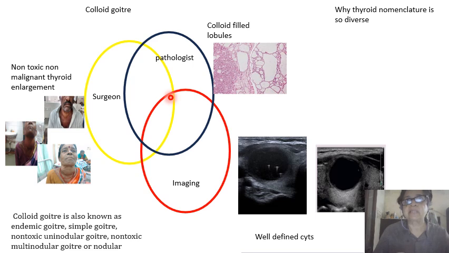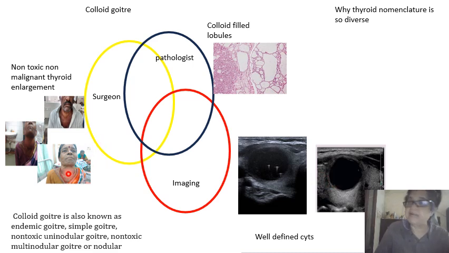Now that's why I say thyroid is not as difficult as it looks, provided you're able to peel and get to the deeper layers. So just one simple example, colloid goiter. For a surgeon, it is a non-toxic, non-malignant thyroid enlargement clinically. So you have different thyroid enlargements. All these can be called colloid goiter. But for a pathologist, the HPE should have colloid-filled spaces or follicles. And for a radiologist, they should be well-defined cysts.